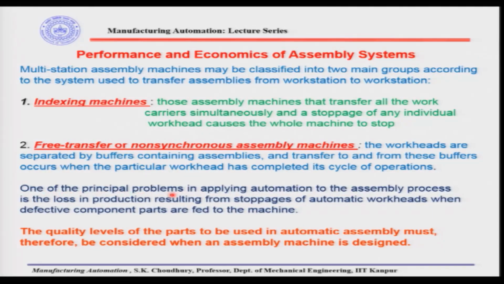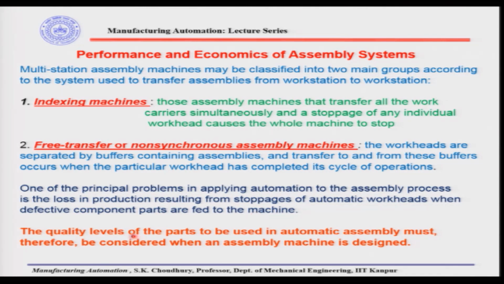One of the principal problems in applying automation to the assembly process, as we know, is the loss of production resulting from stoppages of automatic workheads when defective component parts are fed to the machine. This we have discussed earlier. So, there could be two things. One is that when a defective part goes in, it either stops the machine, or it goes through and makes an unacceptable assembly. These are the two possibilities which we will discuss here as well.